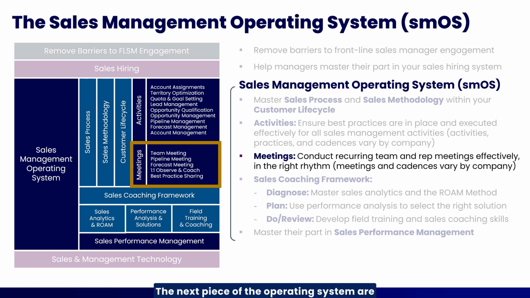The next piece of the operating system are the meetings that the manager will conduct. Again, what you see here are examples. You need to figure out what are the right meetings, the best practices for running them, and the recurring cadence that's appropriate. That cadence, by the way, may vary based on time of month or end of quarter, so consider that as well. The idea is to get a cadence and best practices in place for managers to conduct recurring team and individual rep meetings as effectively as possible.